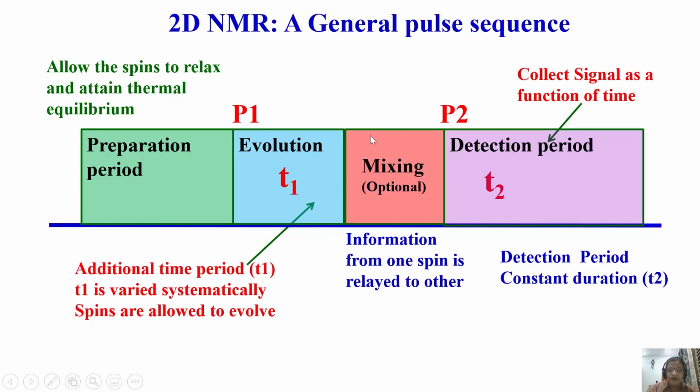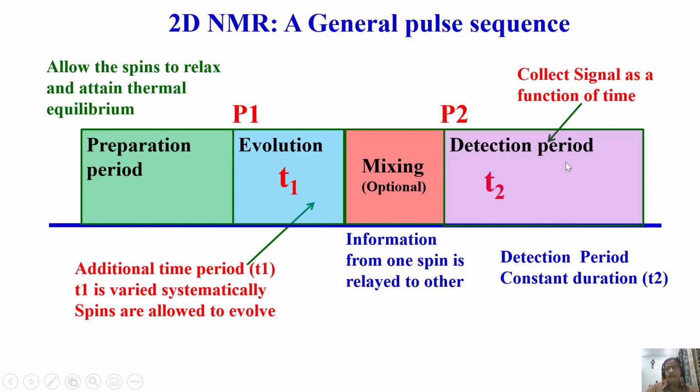And next period is what is called mixing period. This period is optional. The third period is mixing period. We can have it or we need not have it. It is our choice depending upon the type of experiment, type of pulse sequence we are designing. In this case, if at all it is present, the information from one spin is relayed to other. That is the role of the mixing period.